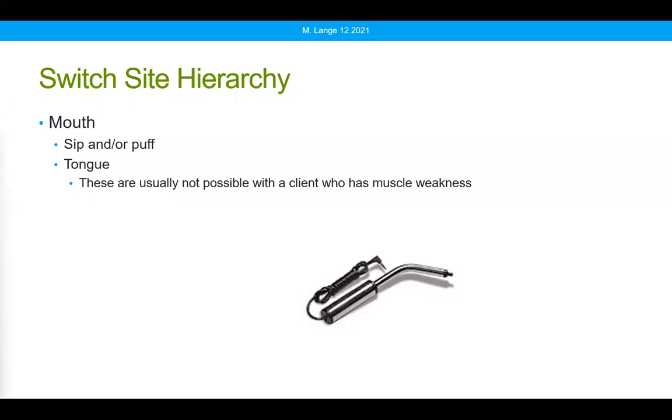Also by the mouth, some people with muscle weakness can use sip and puff, but it depends on the diagnosis. People with ALS are going to have trouble with sip and puff because the air pressure escapes from the mouth out the nose because of a problem with a soft palate, loss of competency of that. And tongue movement is usually difficult for most people who have muscle weakness, so hard to capture that as well.